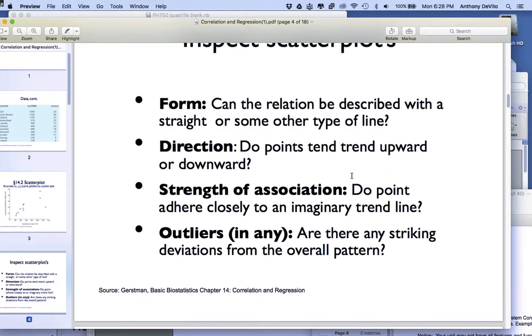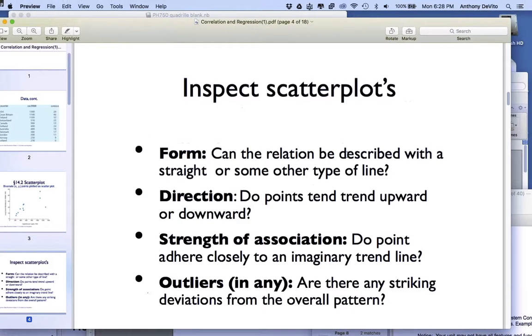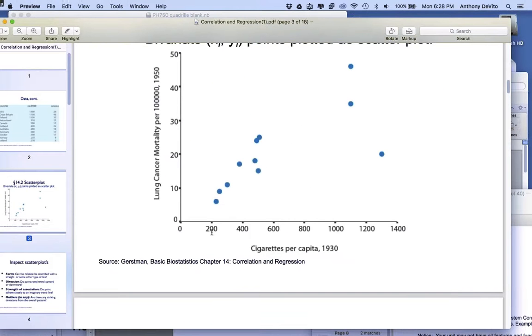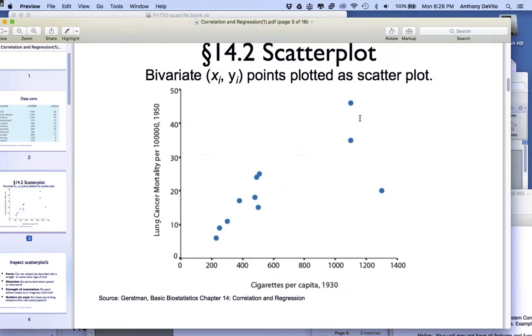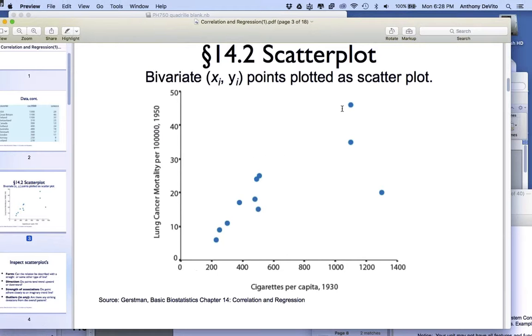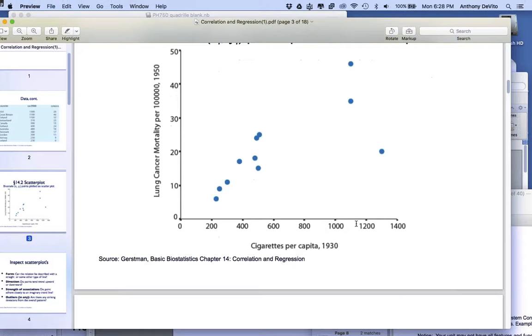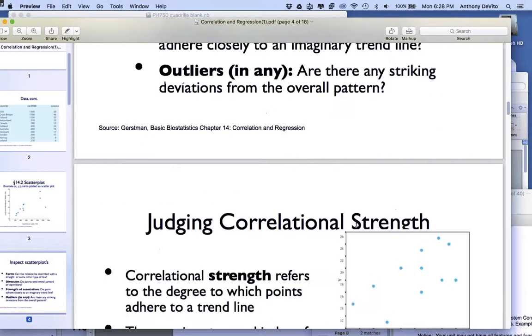Strength of association, how close do they adhere to a straight line? Well, down here, it looks like it's pretty close, right? Up here, when we get up to really high consumption of cigarettes, it gets a little bit iffy, doesn't it? Okay. And outliers, and we see that there are a couple of outliers. We can kind of explain this one away. We're not so sure about Finland over here, but there might be something. So we're concerned about outliers.